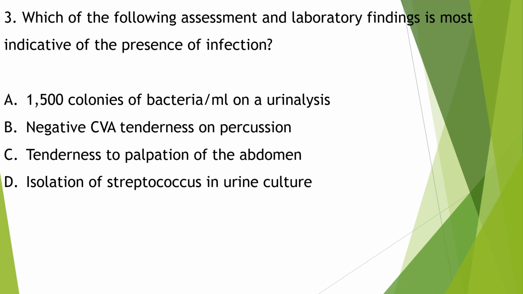Although 1500 colonies of bacteria per mL may indicate a UTI, it is not diagnostic of UTI. Therefore, a urine culture is required to isolate the particular bacteria present. In case of kidney infection, CVA percussion would produce a positive sign of tenderness and pain. CVA is the costovertebral angle. The abdominal tenderness with palpation can be attributed to many causes and is not the most indicative of infection in this case. So here, isolation of streptococcus in the urine culture is the most indicative of the presence of infection.